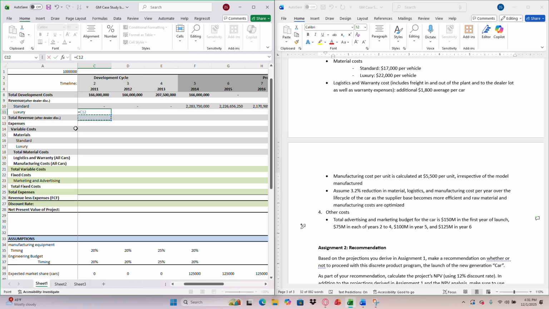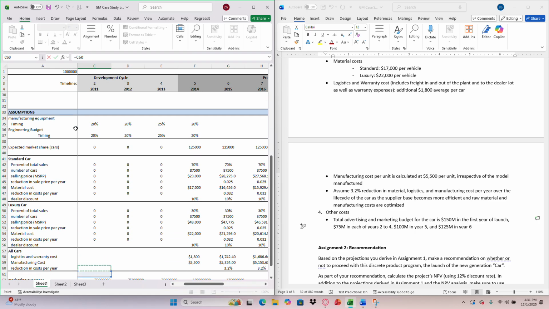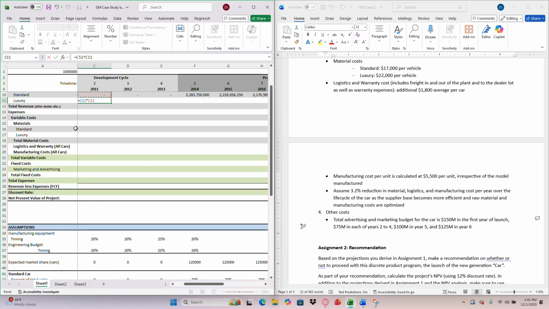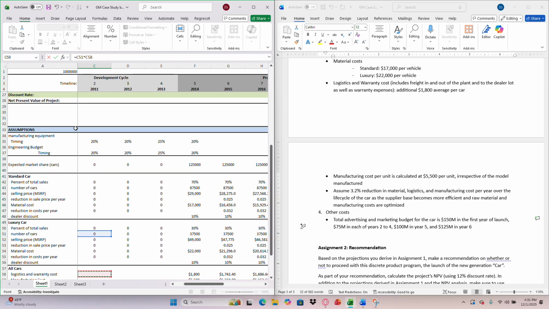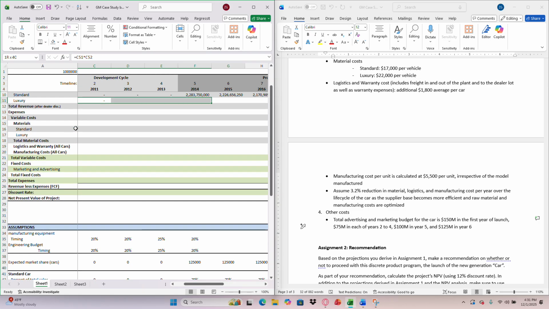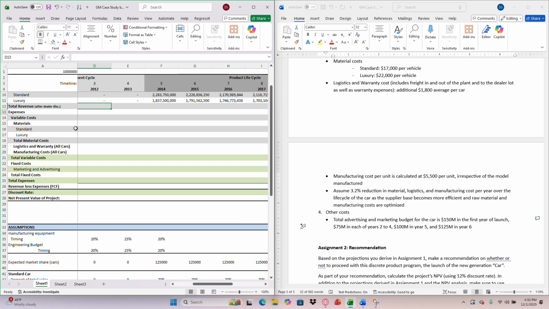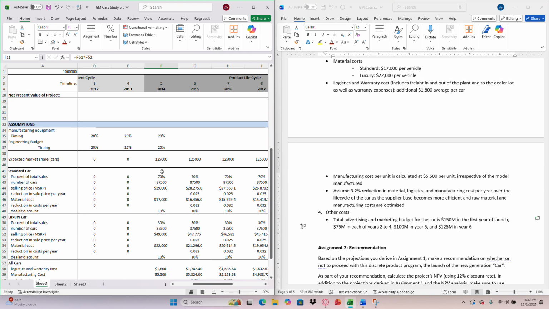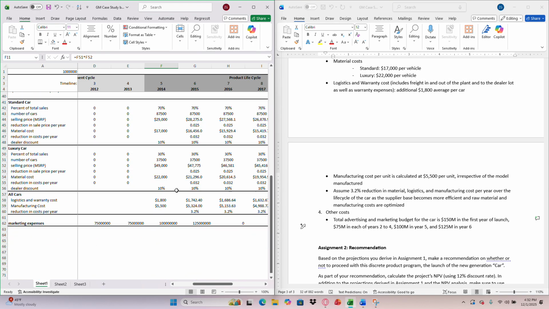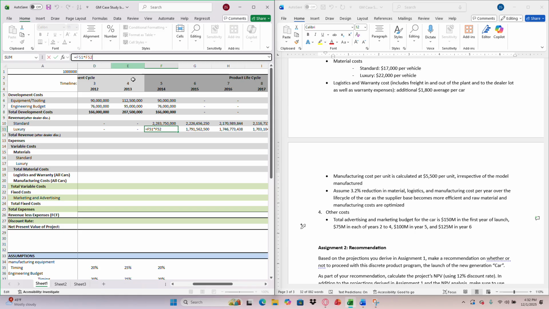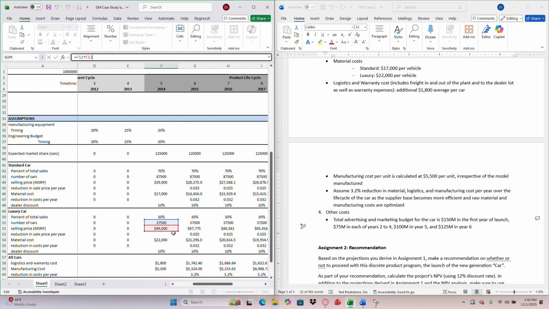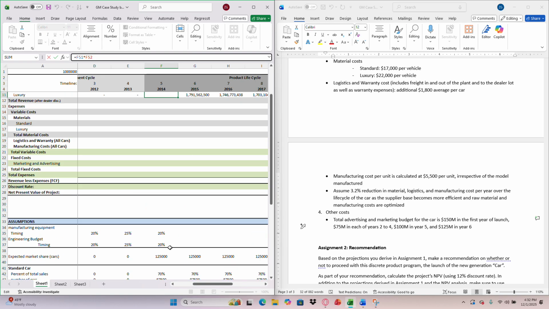Now we'll do the same thing with luxury, where we take our number of cars times our selling price of cars, and we just forecast that out as well. Very nice. We have some lovely revenues coming through there, and I just want to double check the cells and make sure that I am multiplying by the correct numbers. So, yep, number of cars, price of cars, looks very good.